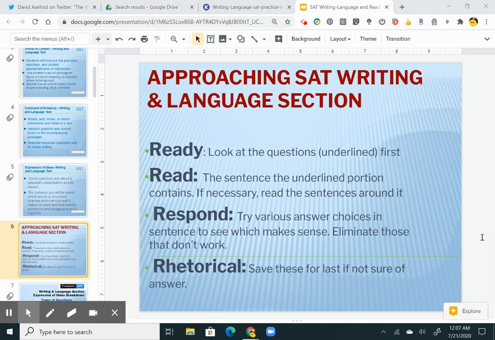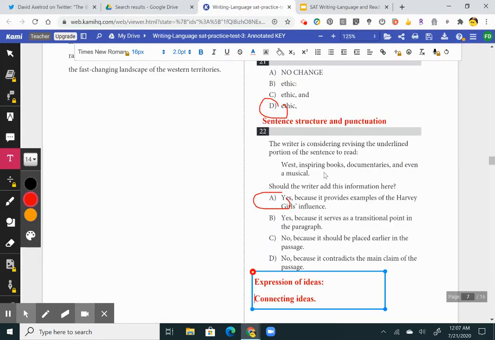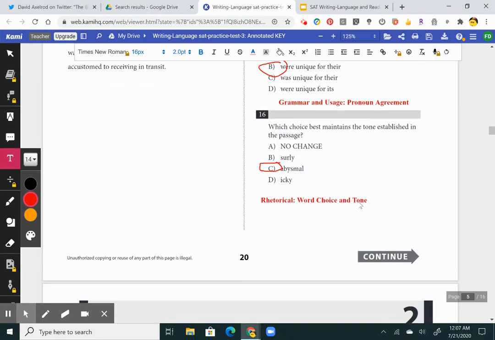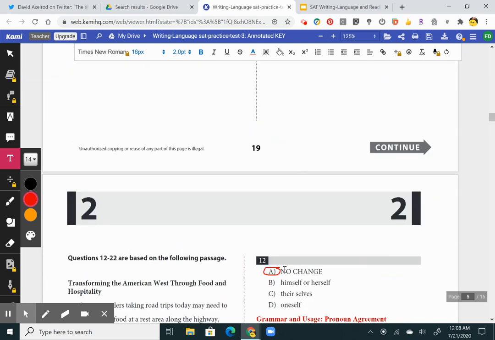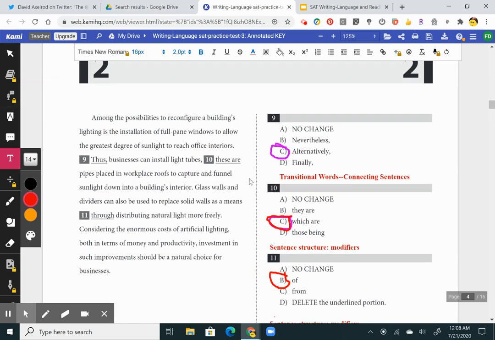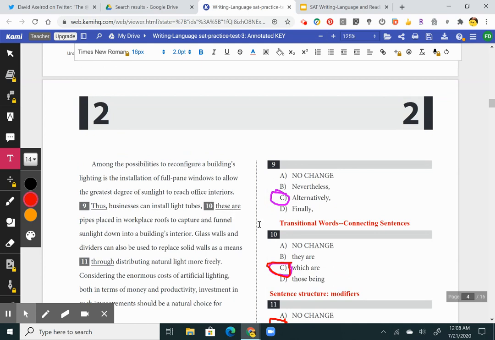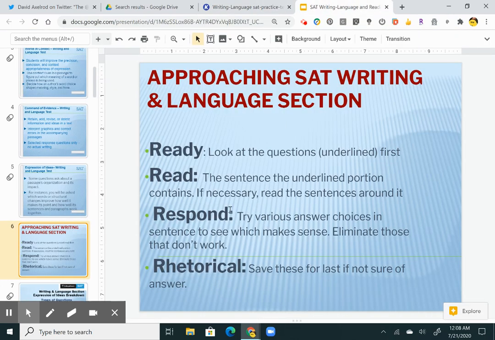So let's talk briefly about what we're looking at: ready, read, respond, rhetorical. Ready: look at the questions and the underlined portion first. Here are some examples of that. Here's the underlined portion, and it's going to ask you to make changes. This is number 10, and it's going to ask you which one works best. Read: read the sentence the underlined portion contains, and if necessary, read the sentences around it for context. Respond: try various answer choices to see which makes sense, and eliminate those that don't work. I'll go through that in a subsequent video.